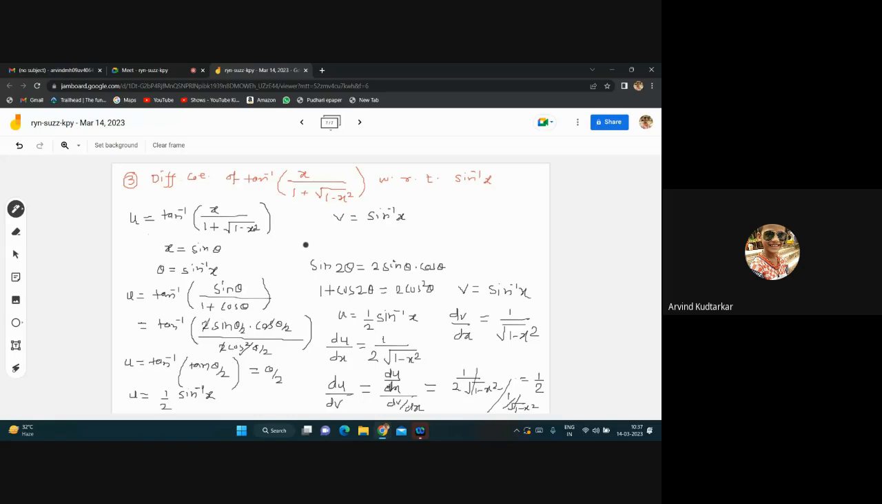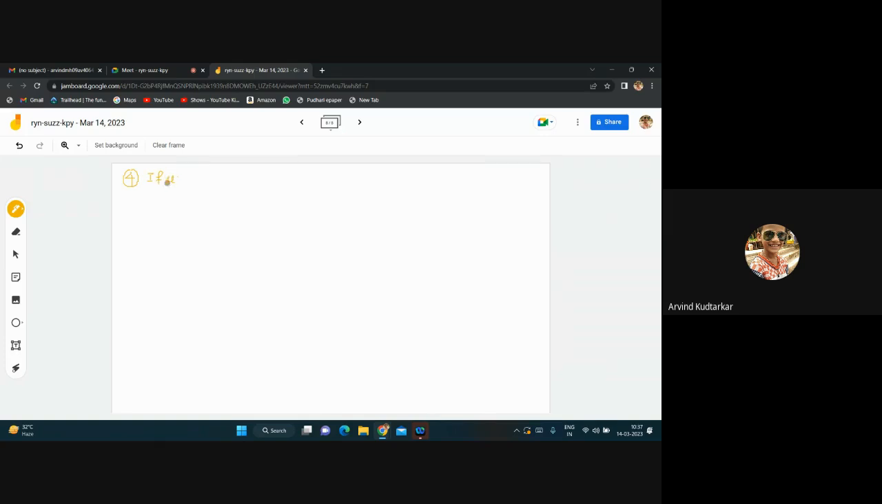So the next one: if y is equal to cot inverse of 5x square plus 1 upon 4x, minus cot inverse of 2x minus 3 upon 2 plus 3x, then dy by dx is what?